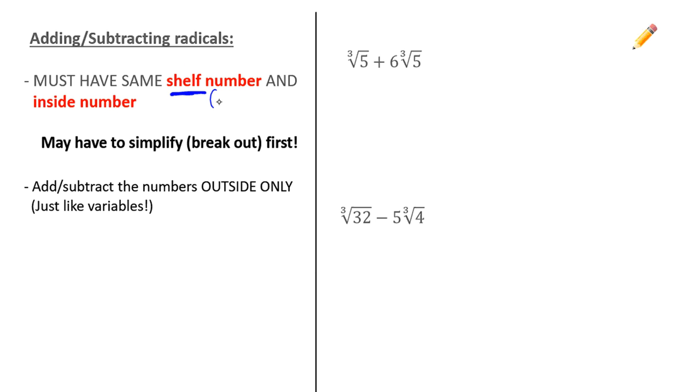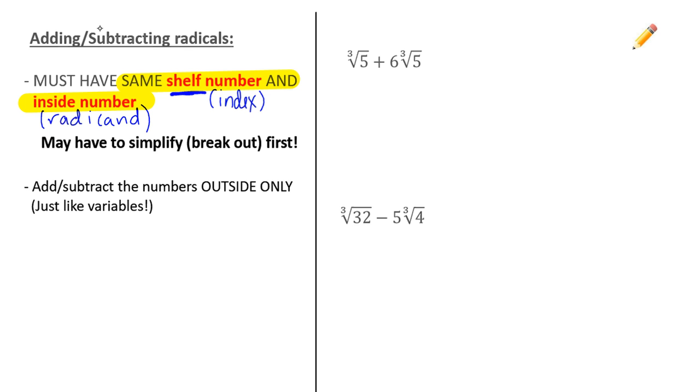So this is the index, it's called, and the inside number is actually called the radicand. So the shelf number and inside number must match. I need to highlight that because that is the main mistake people make, is that they don't have the same shelf number and the inside number. They have to match or you can't add them together.